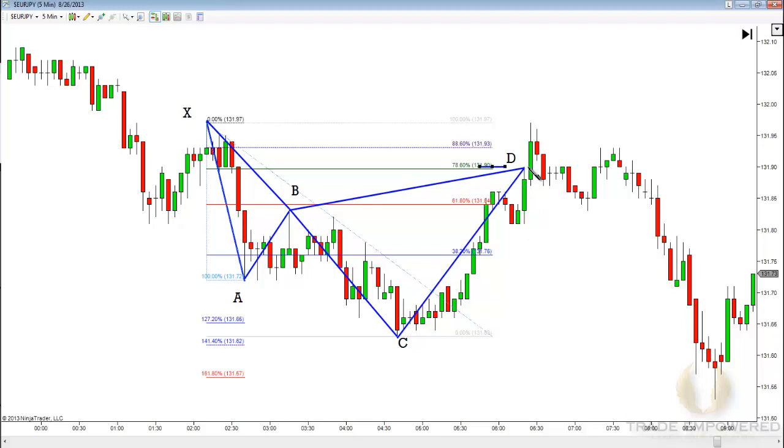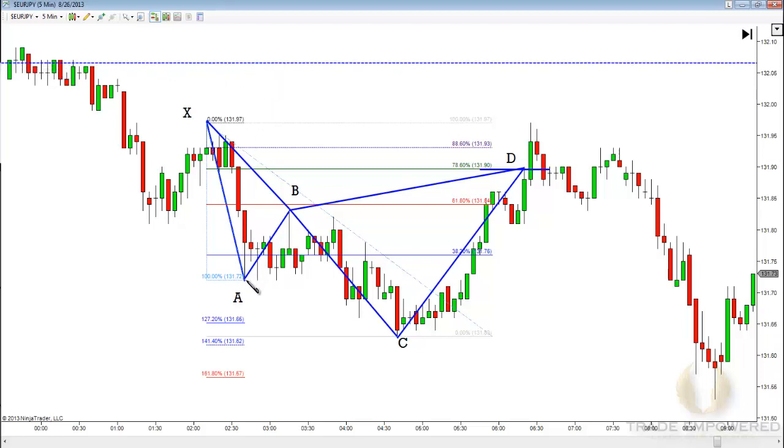Again, our entry right at our 786. Our initial stop, either 10 pips above X. X right now is at 131.97, so that would put us at 132.07, which is about here.